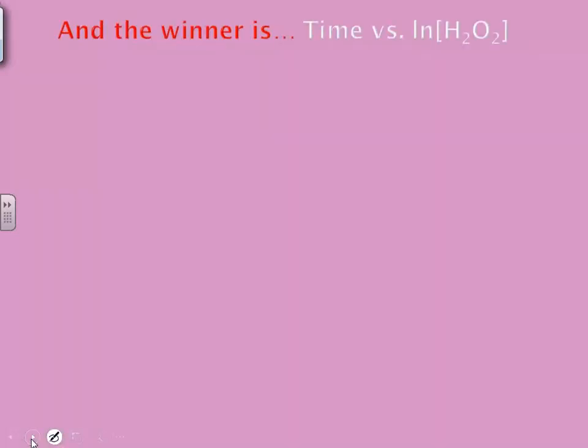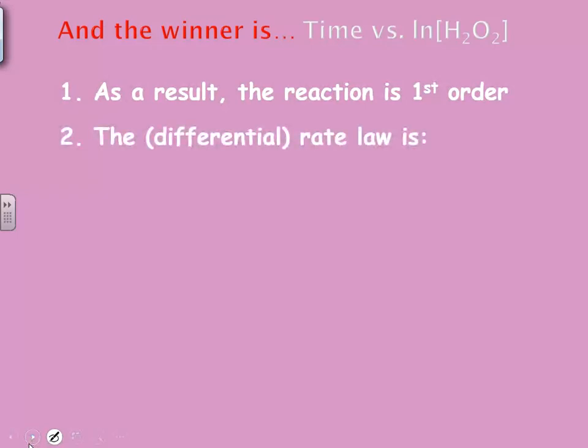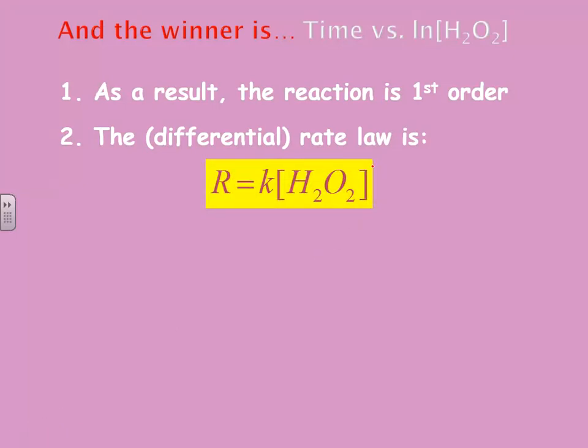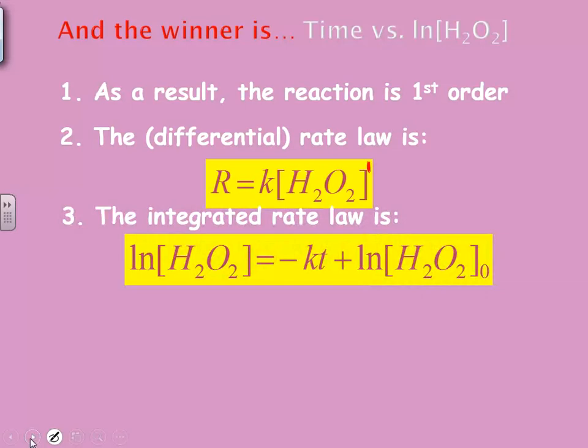So based on the linear regression results, the winner here is time versus natural log of H2O2. As a result, we see this as a first order reaction. So the differential rate law would be rate is equal to k times H2O2 to the first, because it's the corresponding differential rate law since we verified it's first order. The integrated rate law would be the natural log of the concentration of H2O2 at time t equals negative kt plus the natural log of H2O2 initial.